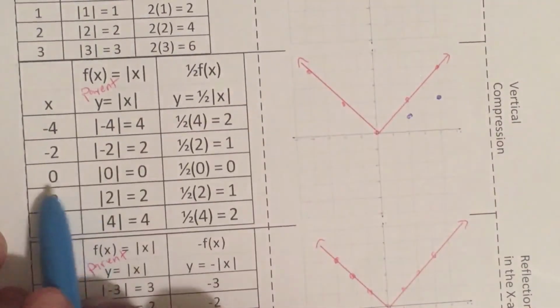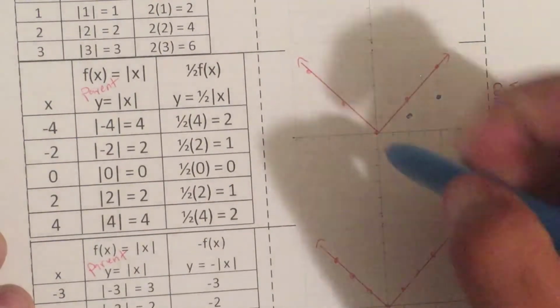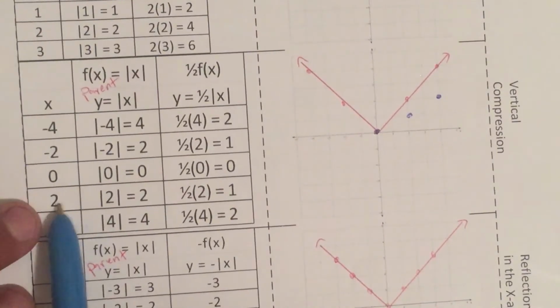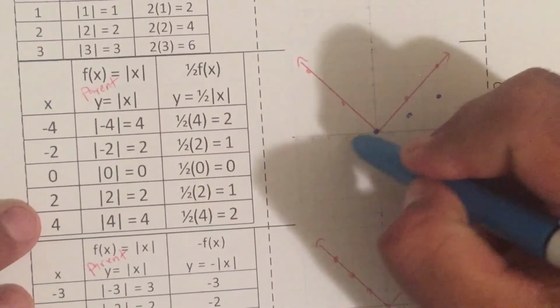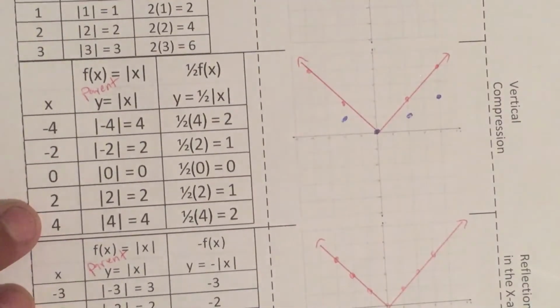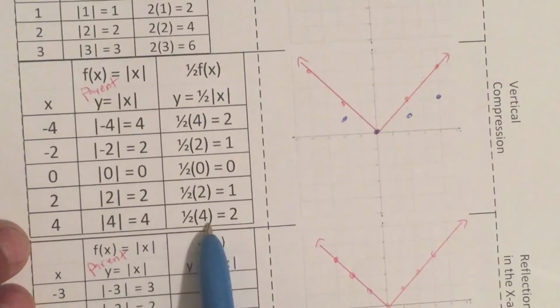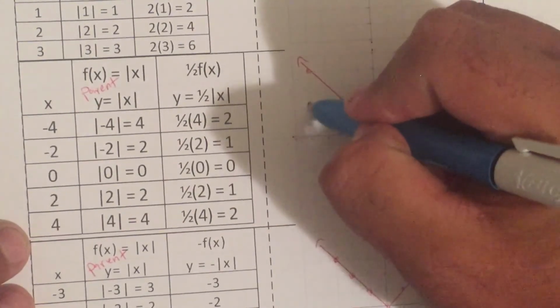0, absolute value of 0 is 0. Anything times 0 is 0, so 1/2 times 0 is 0. 2, absolute value of 2 is 2. 1/2 times 2 is 1, so at 2 it is 1. Absolute value of 4 is 4. 1/2 times 4 is 2. So at 1, 2, 3, 4, it is 2.